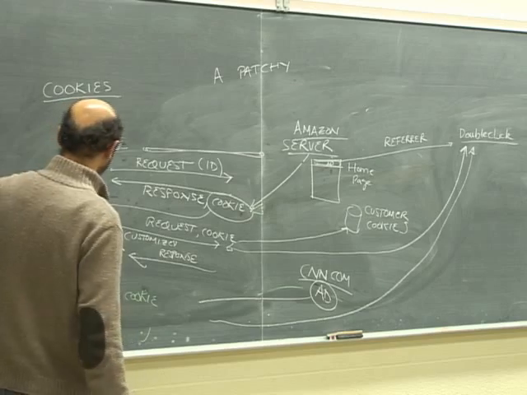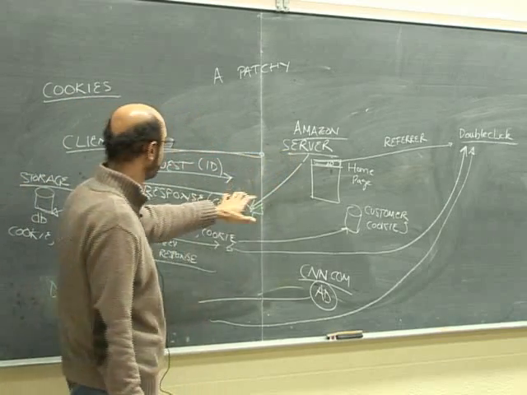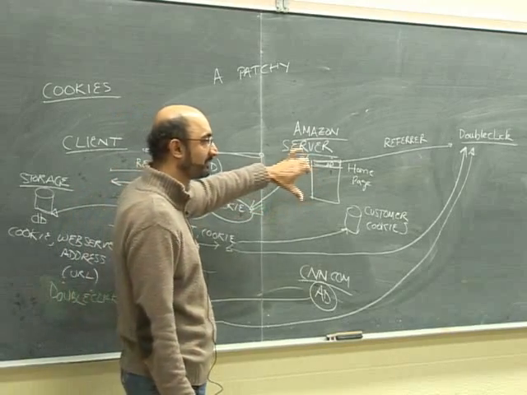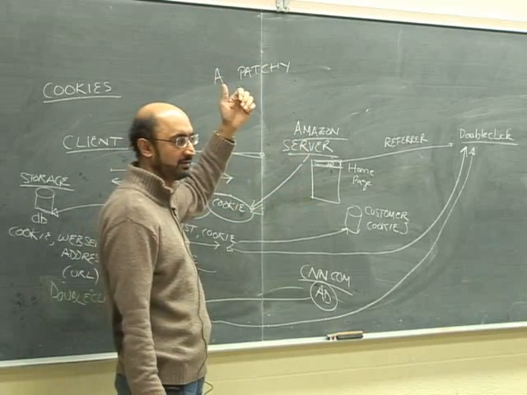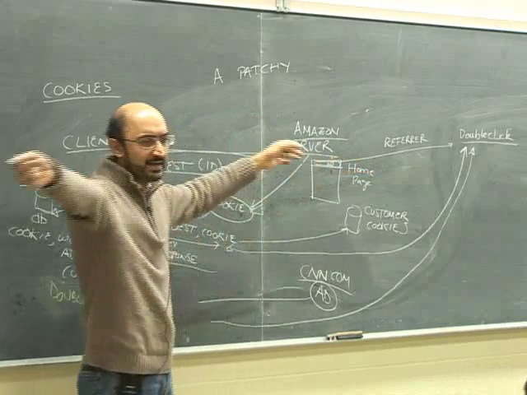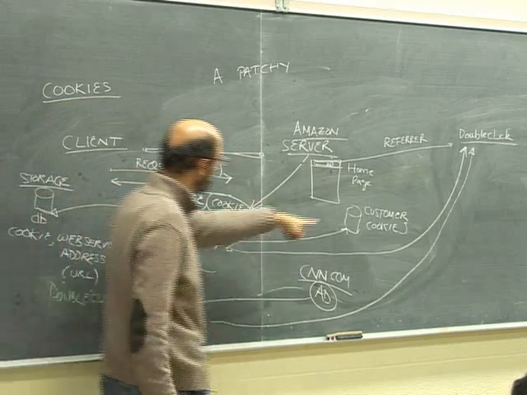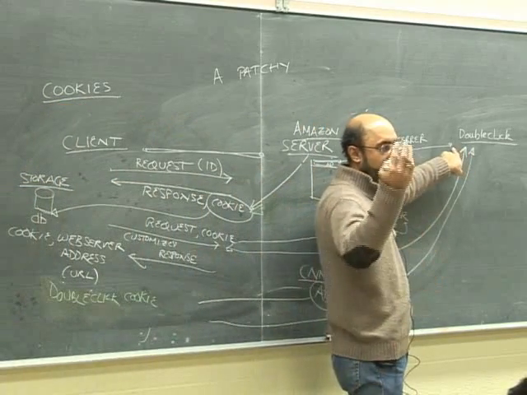In the first step, you go to Amazon and you say, I want your home page. Amazon says, okay, here's the HTML for the home page. Oh, and by the way, there's an ad here. The ad comes from DoubleClick, and this is the URL for the ad. It's some complicated string. So the browser goes to DoubleClick and says, show me the ad.